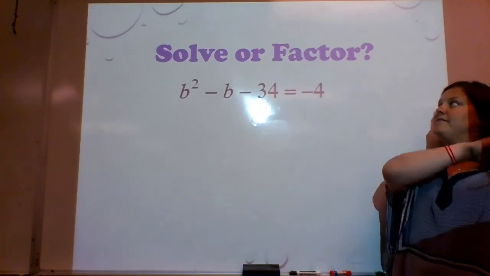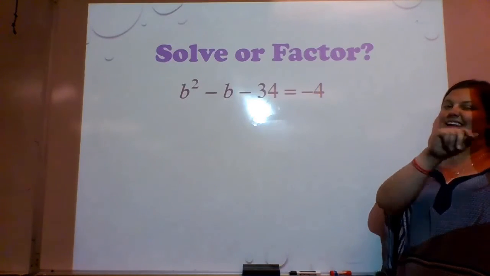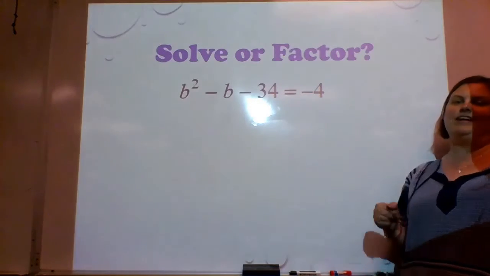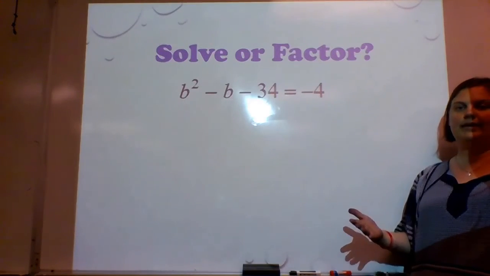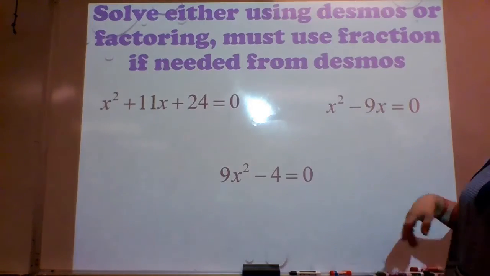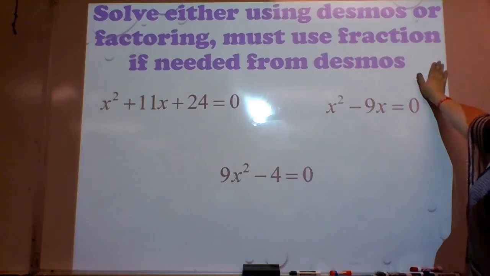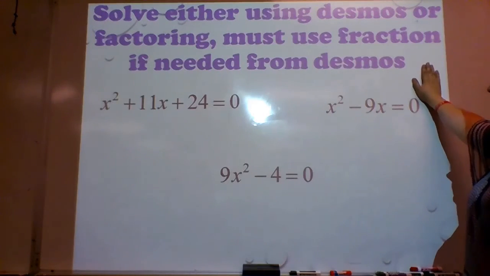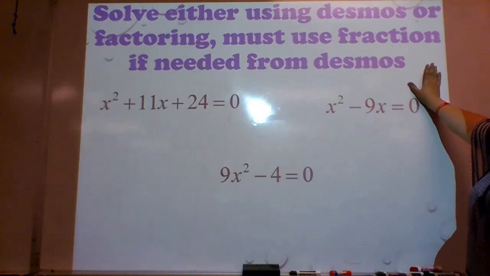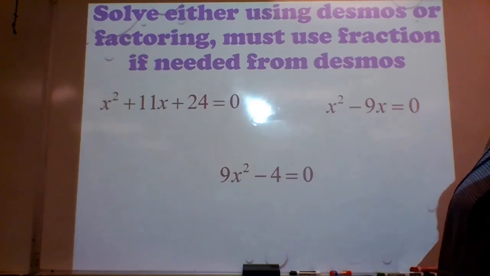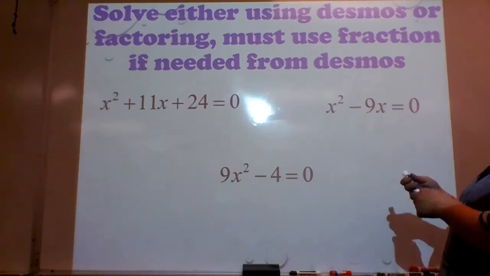If you said factor, you would be incorrect. Solve, because there's an equal sign. I have to solve. I need a value, an answer for the b. All right, so I'm going to solve. Use either Desmos or factoring. You must use a fraction if needed from Desmos. So that's your job at this point in time to make that happen. I'm going to help you out. And you'll write the answers into Edpuzzle.